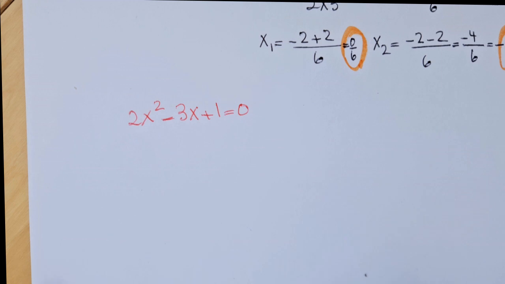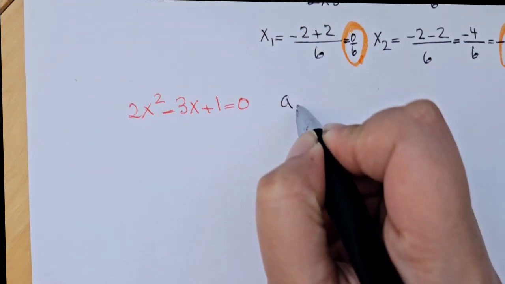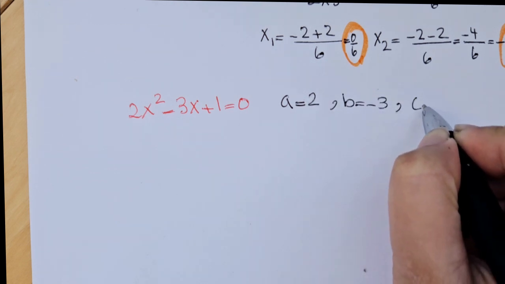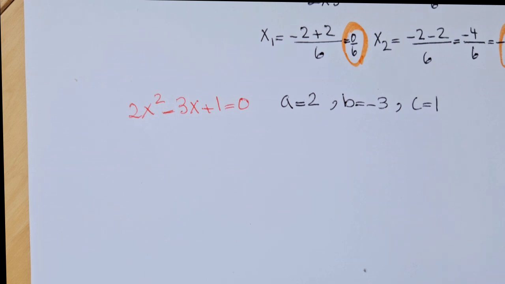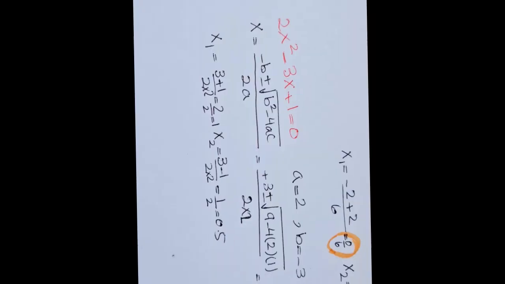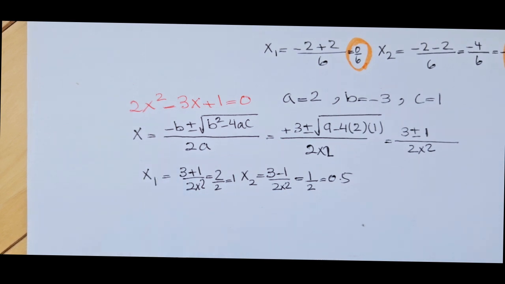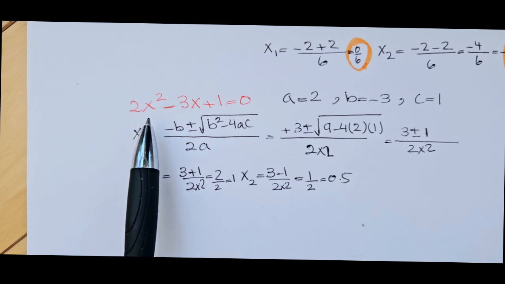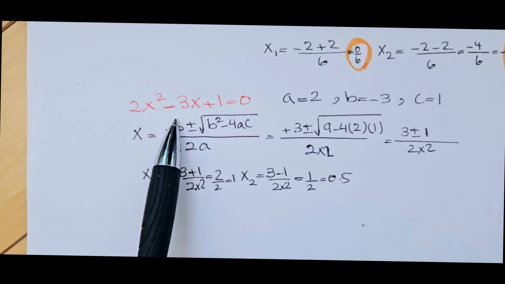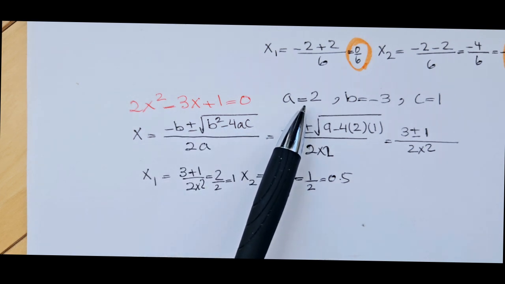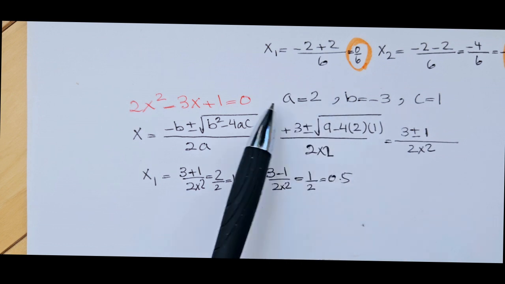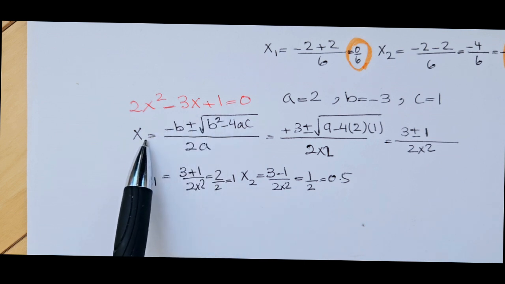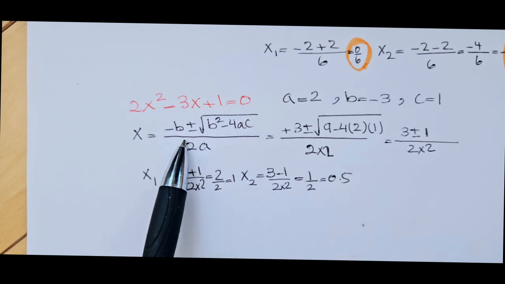Now the next step is identifying the A, B, C. So A here is 2, B is negative 3, C is 1. So you found A, B, C. Since it doesn't look like an easy factorization one, I suggest you use the quadratic formula. First, we identify A, B, C: A being 2, B is negative 3, and C is 1. And this is the formula that we're going to use to find roots.